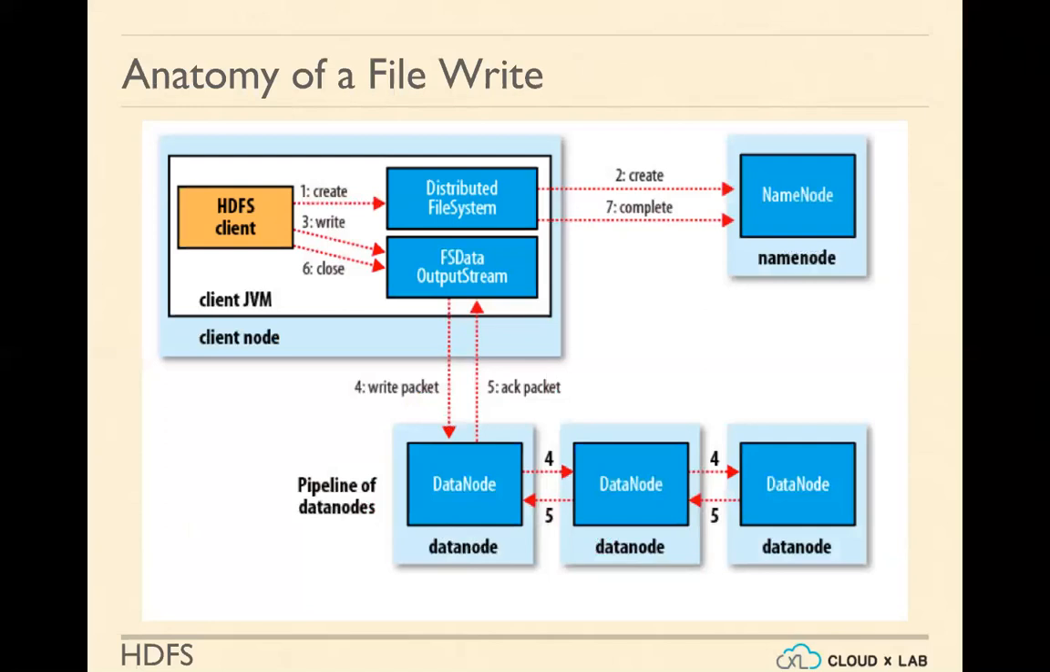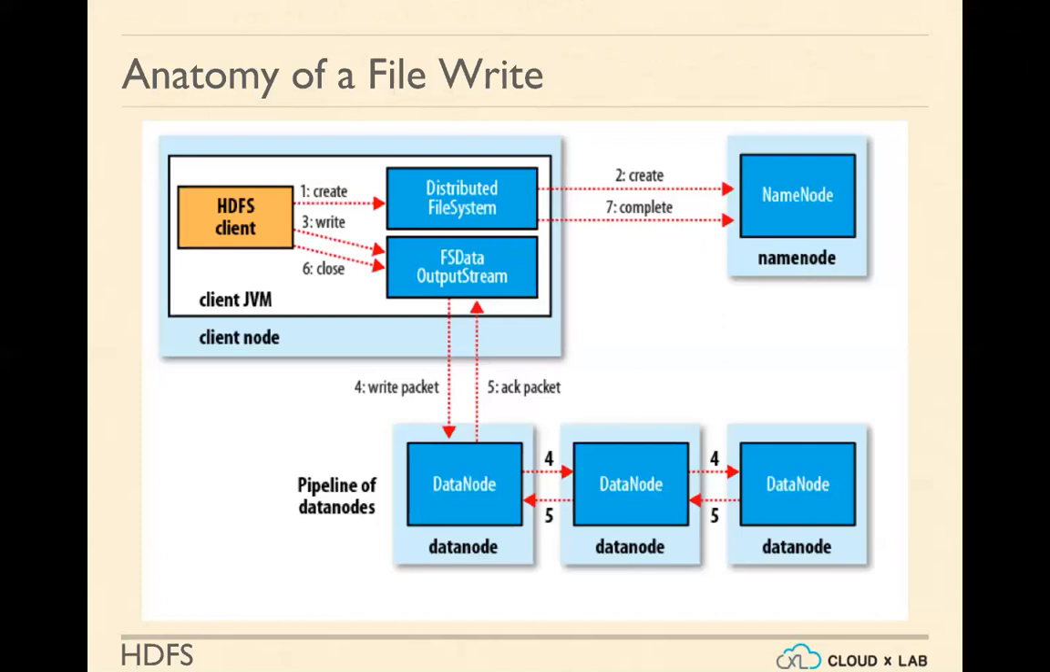So the anatomy of a file write looks like this. The HDFS client, Hadoop FS for example, talks to the file system libraries, and those libraries talk to the name node. The name node creates a temporary file, kind of a dirty write, and then tells the client, the DFS, the file system, to go to the data node and write there. Now the client goes to the data node and starts writing the blocks.